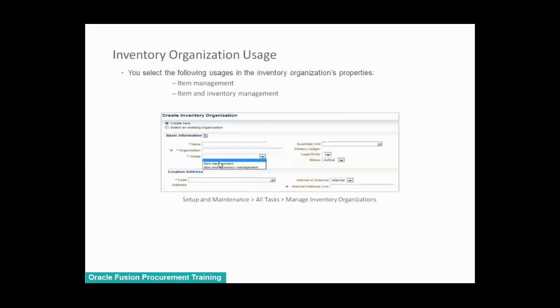And there is one classification in the inventory organization, but this is a screenshot from R9. But clearly we can differentiate the difference between master organization and child physical organization. Suppose while you are creating the inventory organization, if you select usage as item management, that is a master organization, logical organization. If you select the usage as items and inventory management, that is a physical organization, child organization.